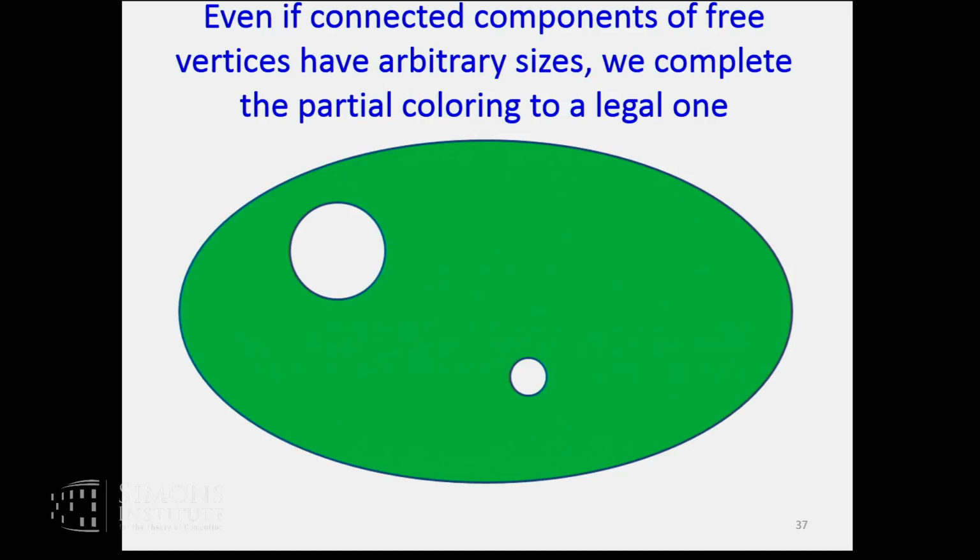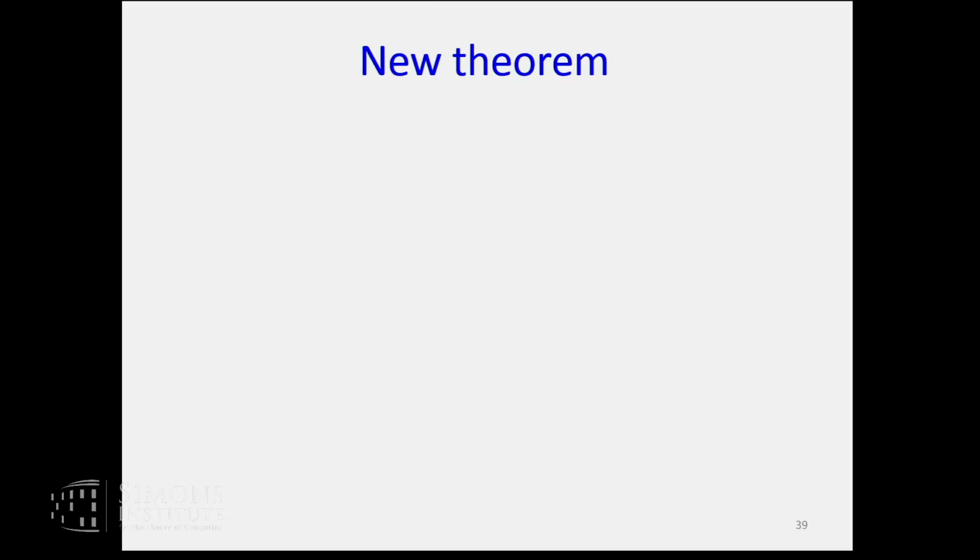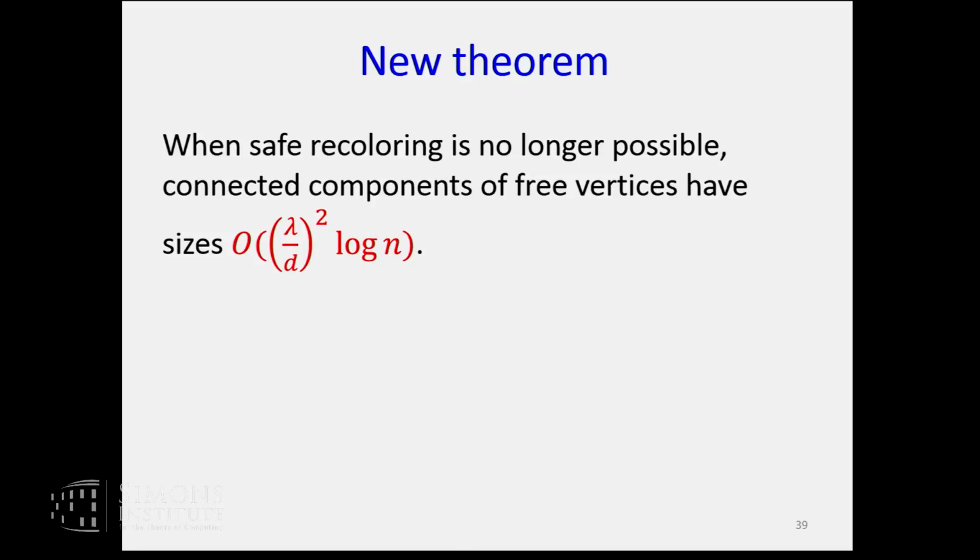So really what we show is that even if connected components of free vertices have arbitrary sizes, we can still complete the partial coloring to a legal one. And the reason why we can do it is because we add one more step to the algorithm, which is safe recoloring. It's an obvious thing to do. The point is to show in the analysis that it really helps. So if a vertex V that we have in the safe coloring has neighbors in 2 different colors, then you know what its own color has to be. It has to be of the 3rd color. So just color these vertices that you know their color. And what we can show, the point is the analysis, not the algorithm. The algorithm is in a sense obvious, that once you do finish this safe recoloring step, then indeed the connected components are small.